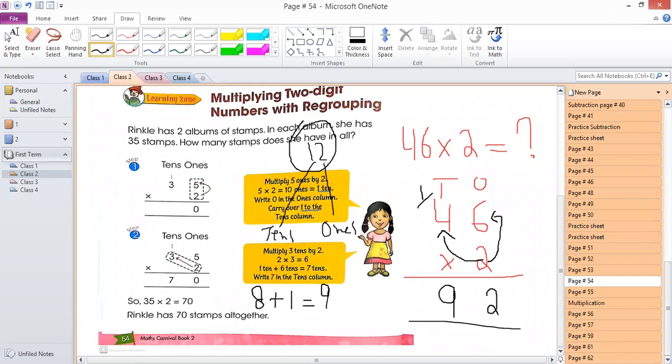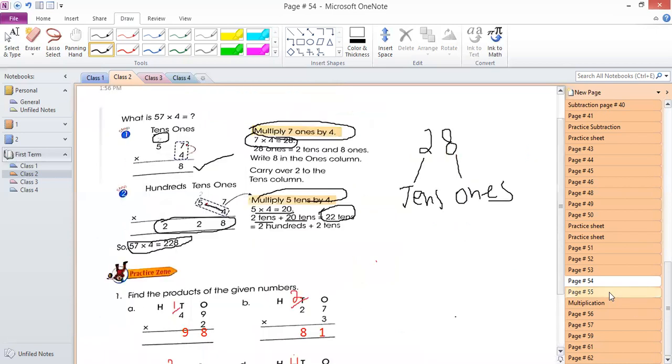Again, I repeat, guys, you multiply 2 by 6. 2 multiplied by 6 equals 12 ones. 12 ones means 1 ten and 2 ones. So you write 2 here, and 1 you regroup here. Now you multiply this 2 by 4 tens. 2 multiplied by 4 tens equals 8 tens. But here 1 ten is already there, which you gave as carry. So to 8 tens, you will add that 1 ten and that will become 9 tens. So 46 multiplied by 2 will equal 92.